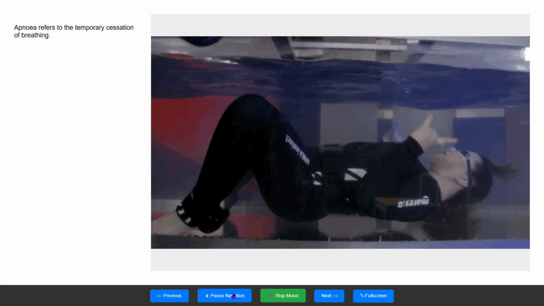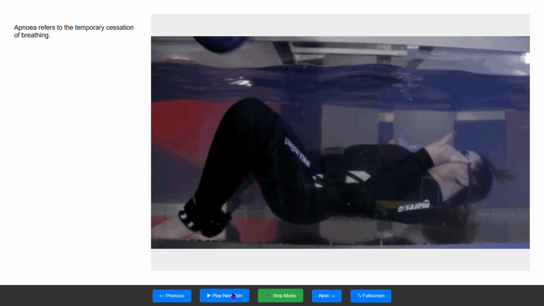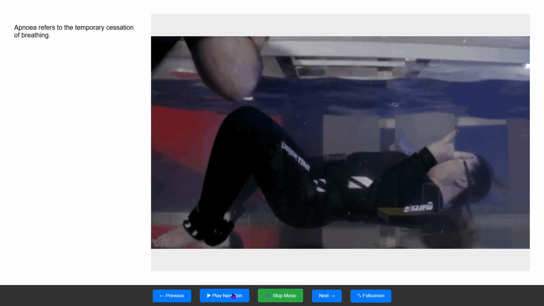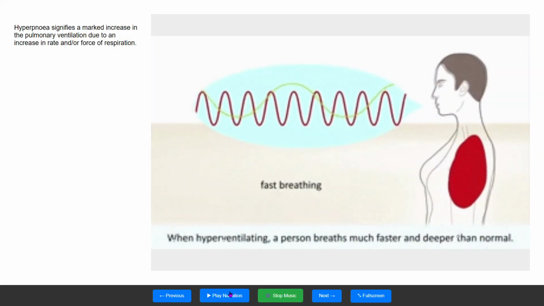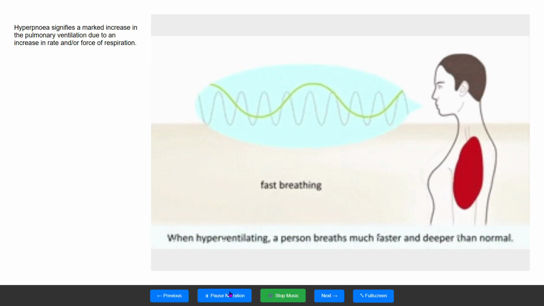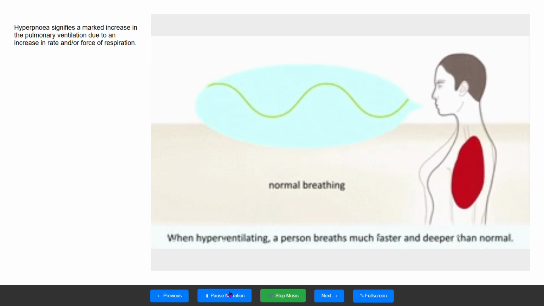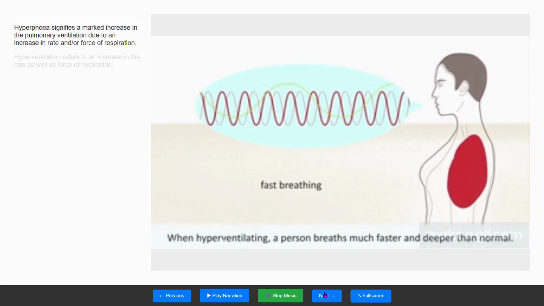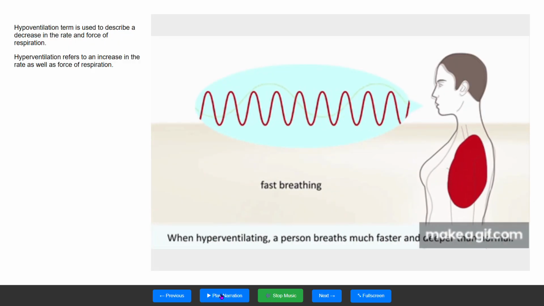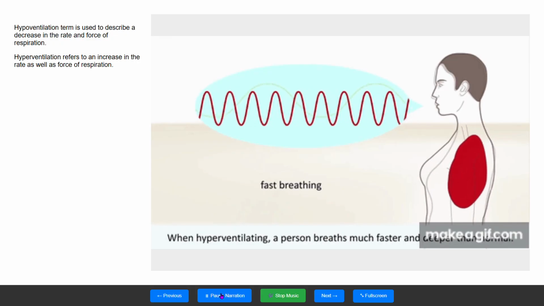Apnoea refers to the temporary cessation of breathing. Hyperpnoea signifies a marked increase in the pulmonary ventilation due to an increase in rate and/or force of respiration. Hypoventilation term is used to describe a decrease in the rate and force of respiration. Hyperventilation refers to an increase in the rate as well as force of respiration.